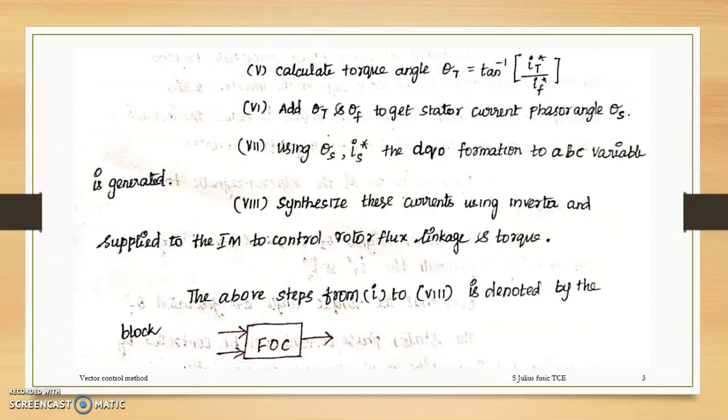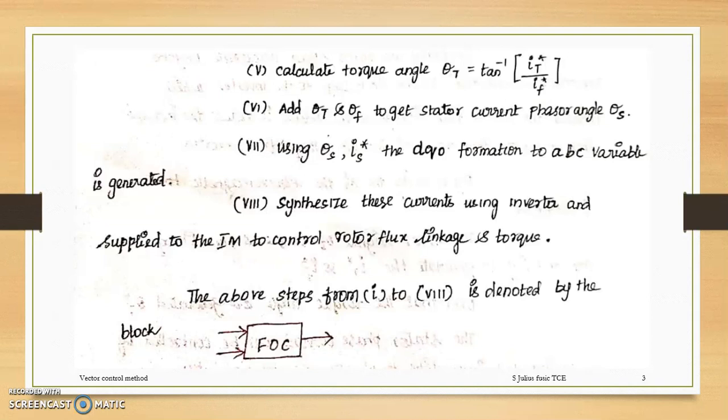Step 5 is the torque angle calculation, by finding the tan inverse of the torque producing stator current and the field current. In the next step, we add the torque angle to the field angle to get the stator current phasor angle. The major parameters for controlling the dynamic system in your induction motor are the stator current phase angle and the torque parameters.